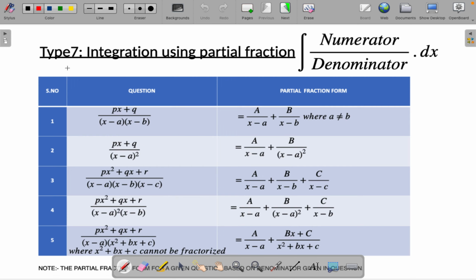Today we are going to learn a very important type. What if in integration we have a numerator upon a denominator? That means a fraction upon a fraction. So how to solve that? We will use partial fraction.